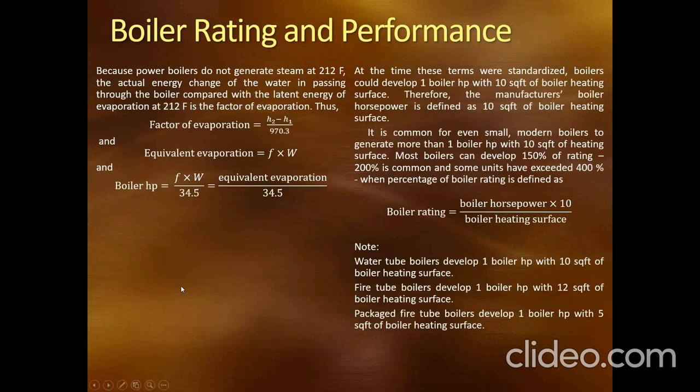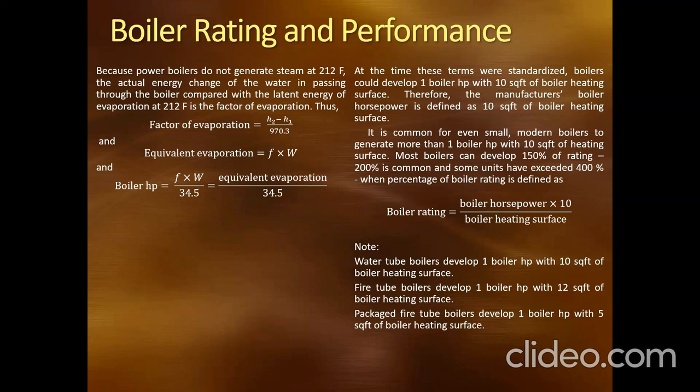Because power boilers do not generate steam at 212 Fahrenheit, the actual energy change of the water in passing through the boiler, compared with the latent energy of evaporation at 212 Fahrenheit, is the factor of evaporation. Thus, the factor of evaporation is (H2 minus H1) over 970.3, and the equivalent evaporation is F times W. The boiler power is F times W over 34.5, or the equivalent evaporation divided by 34.5.